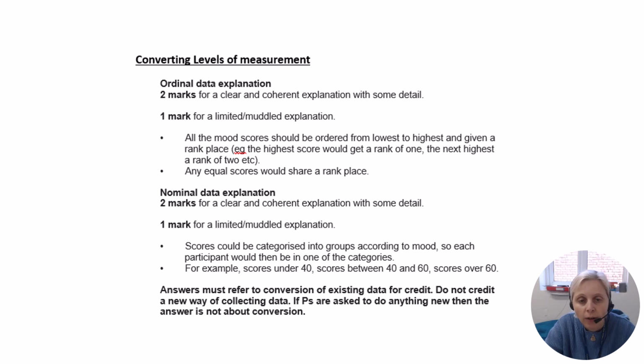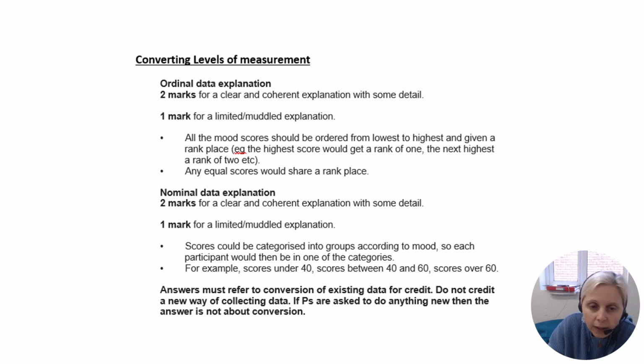Now, they have asked in the past to convert levels of measurement. So what you want to do is be aware of the fact that you can convert ordinal data into nominal data and vice versa. So you can usually go from the highest form of data to a lowest form of data, but not vice versa. So if you have interval data, for example, you could take mood scores from highest to lowest. In this case, it was a mood score that was standardized.